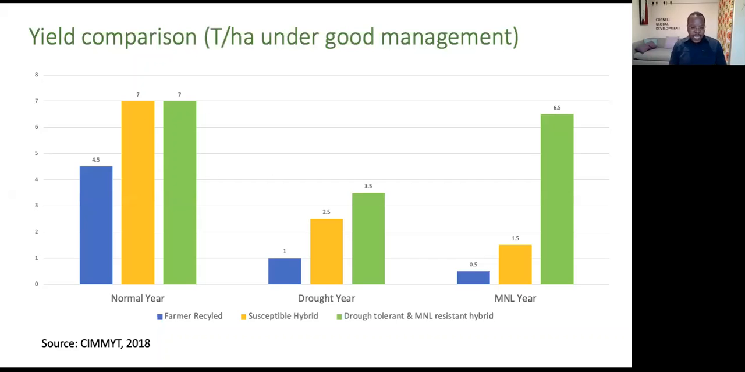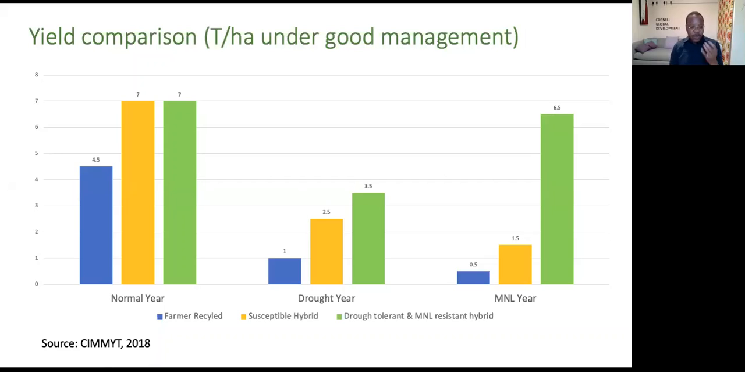That variety that I'm talking about, here's an example for the skeptical among us. This is data that I got from CIMMYT. In a normal year, I'm trying to compare here what you'd call farmer recycled seed, which is in blue, versus a drought susceptible hybrid, which is not resistant to this maize lethal necrosis disease, and one that is resistant to both drought and maize lethal necrosis disease. So you can see the yield in a normal year. The farmer saved seed is about 4.5 tons per hectare compared to 7 for the other two.